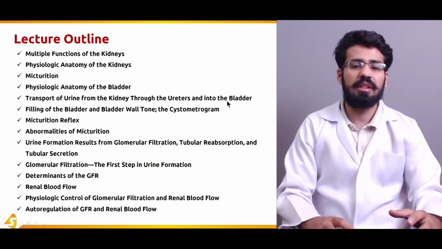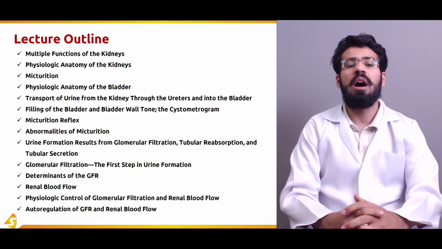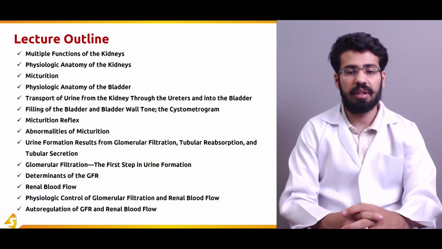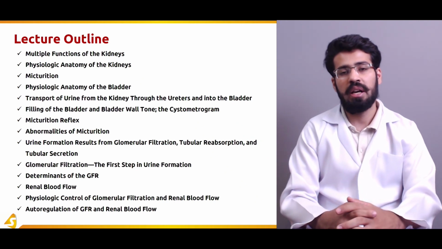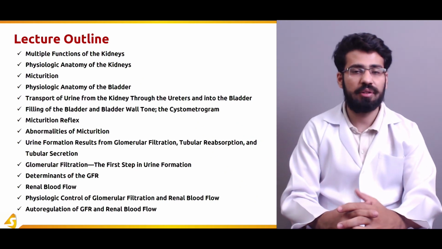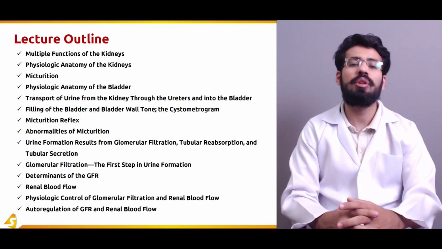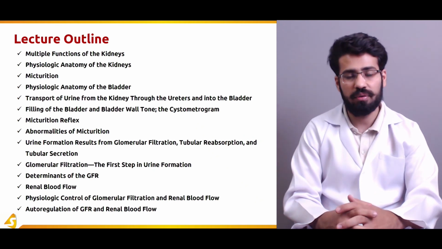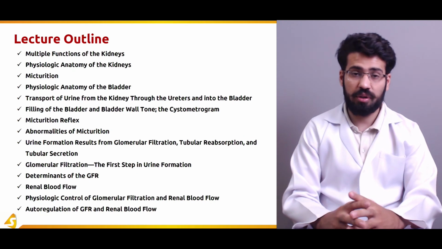Now, in this particular lecture, we have gone through a whole lot of things. Starting from the multiple functions of the kidney, we have discussed how kidneys can produce erythropoietin to regulate the production of erythrocytes, how they can produce glucose in gluconeogenesis during fasting situations. We have discussed the physiologic anatomy of the kidney. In that, we have discussed the functional unit of the kidney, the nephron.